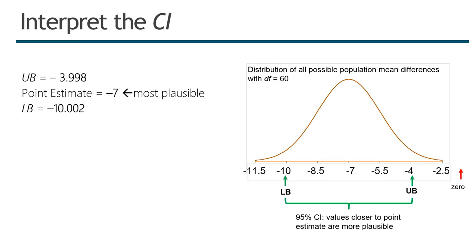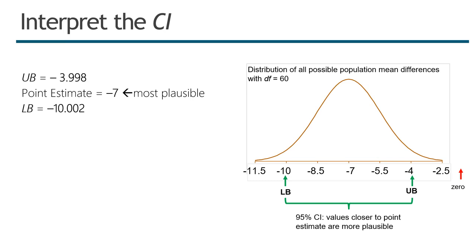A figure will help you visualize what the upper bound, point estimate, and lower bound values really represent. The figure on the right is the distribution of all possible sample mean differences with a sample size of 61 or a DF of 60. The peak of the distribution is centered at -7, the point estimate. That will always be the case. And as you move away from the point estimate, the probability of that mean difference represented goes down. You can see that the upper bound value and the lower bound value have a much lower probability than does the point estimate.